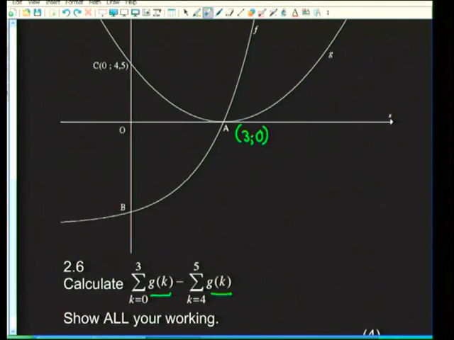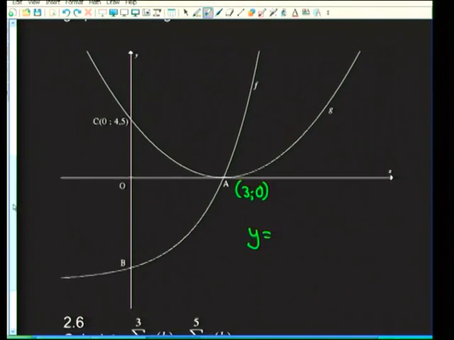Right, so let's have a look what we'll do. First thing we do is we want to find the equation of the parabola. What do we know? We know the turning point and one other point. So the best approach is to use this formula.